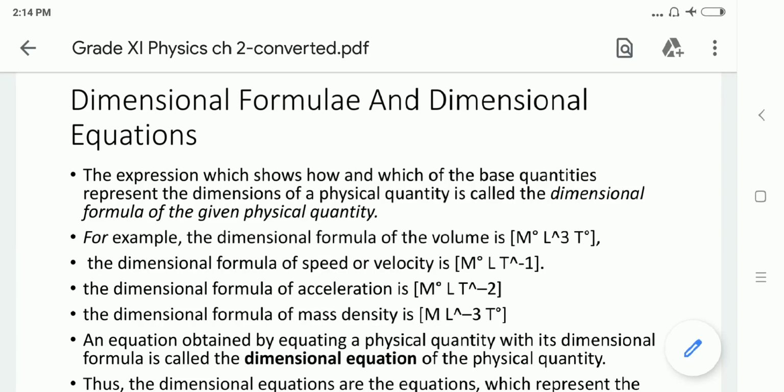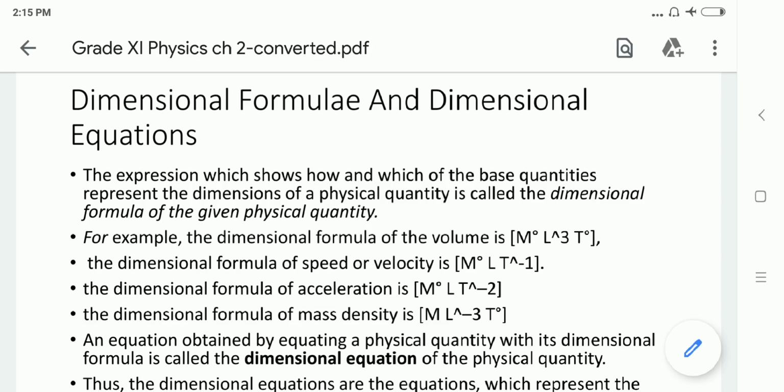Here this expression shows how and which quantities can represent that particular physical quantity. That is known as dimensional formula. For example, the volume, that is L into L into L, that is L cube. Now that standard formula we are having in terms of mass, length and time. All these three base quantities we are going to represent for dimensional equation. Now in that volume, mass and time quantity is not there, so we can represent it as power 0. So that is M0 L cube T0.